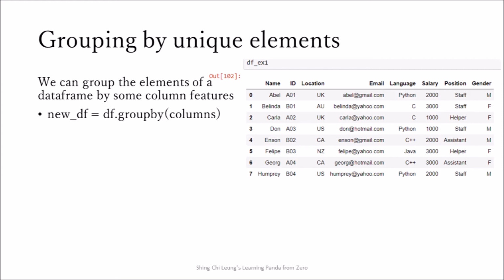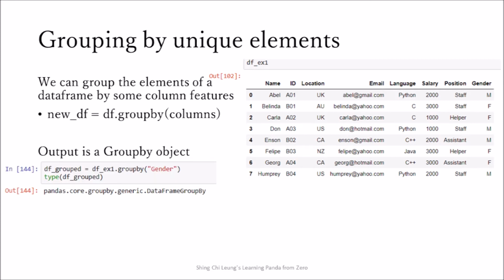Let's take a look at the example. Here we have a large data frame, which is similar to the data frame we discussed in chapter 7. It contains the name, ID, location, and so on of the staff in the company. There are many ways to group the data. Let's start from the simplest one, by making two subclasses according to the gender. We write on the left-hand side the variable we want to store the data frame and on the right-hand side the original data frame. And we pass gender as we want to use the column gender as the classification method.